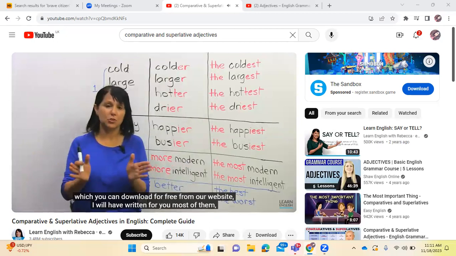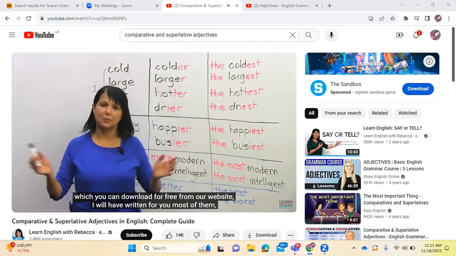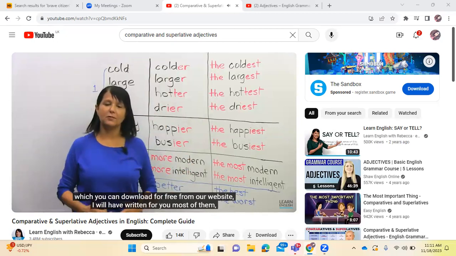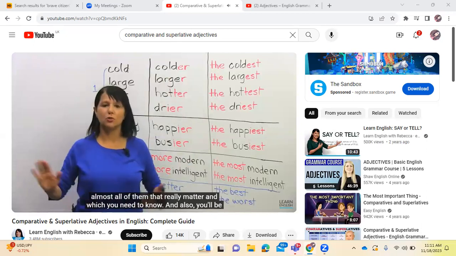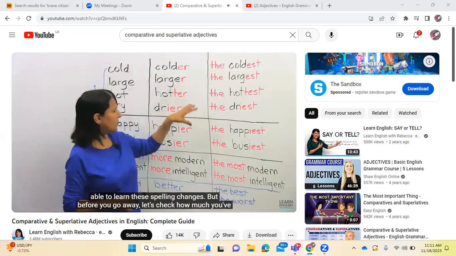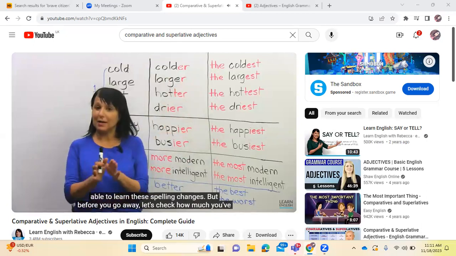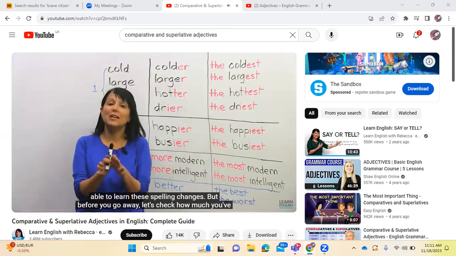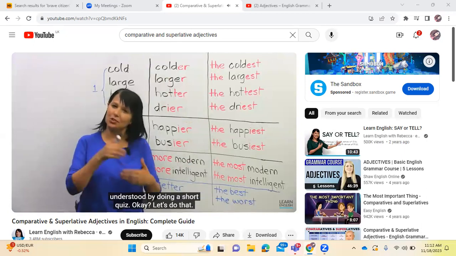Again, in the resource, which you can download for free from our website, I will have written for you most of them, almost all of them that really matter and which you need to know. And also, you'll be able to learn these spelling changes. But before you go away, let's check how much you've understood by doing a short quiz.